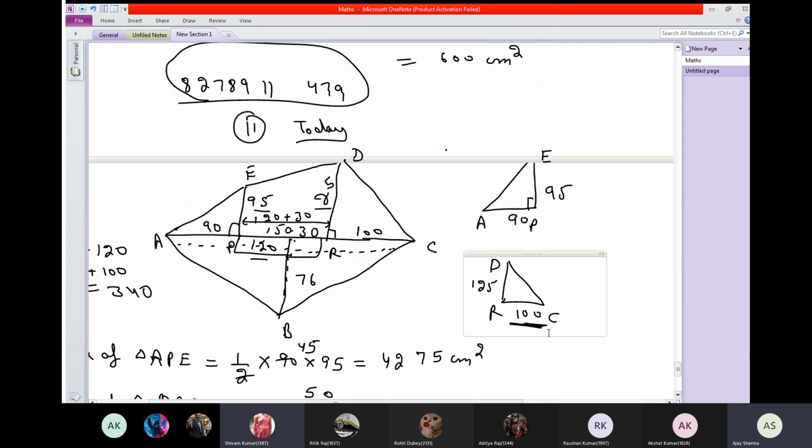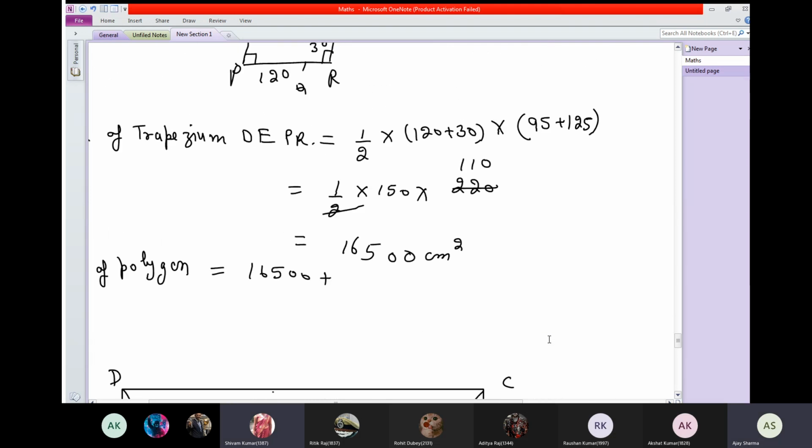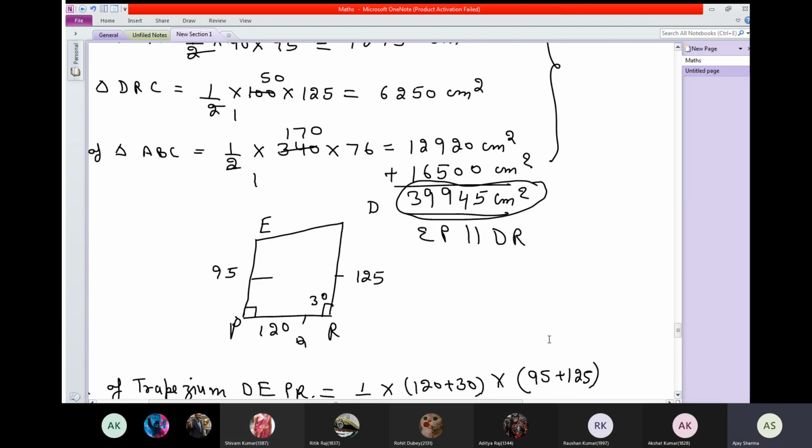How do we solve question number 3 and 4? Read question number 3. Find the area of the following polygon if ABCD and EFGH are isosceles and congruent trapezium. What is given? We have a polygon in which ABCD and EFGH are isosceles.